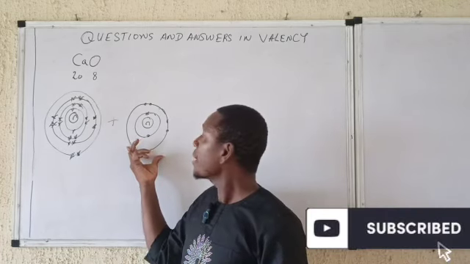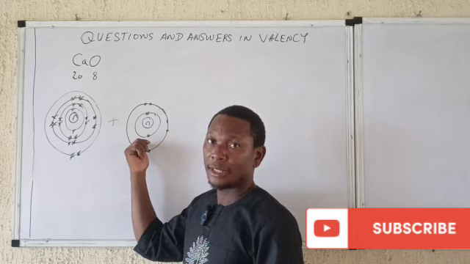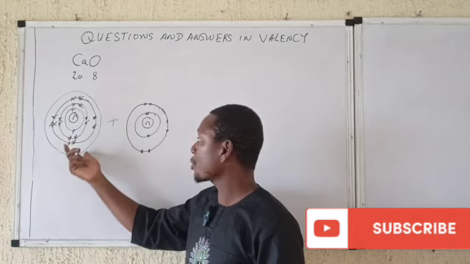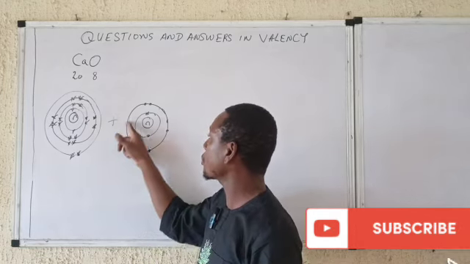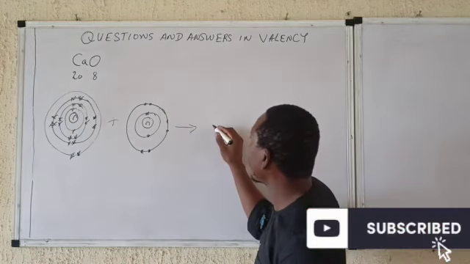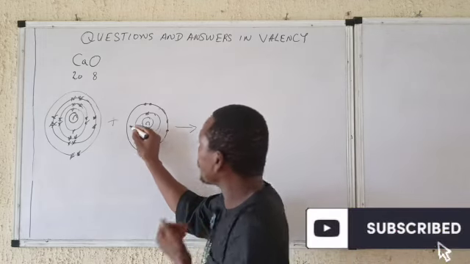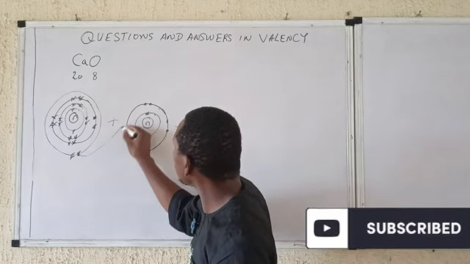It's easier for the calcium to donate these 2 electrons to the oxygen than for the oxygen to donate 6 to the calcium. So we can transfer these 2 electrons to this place. So that's the chemical reaction that you have as calcium oxide, in which the 2 electrons are transferred from here to here.